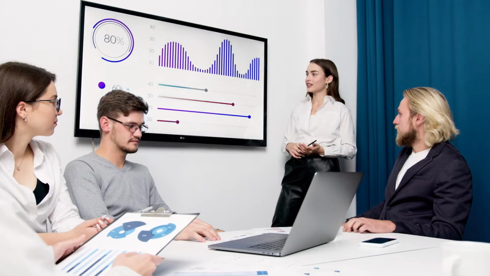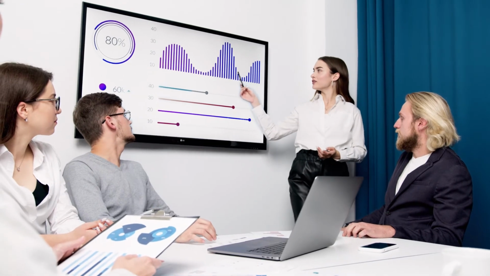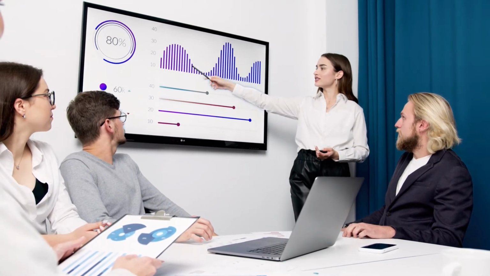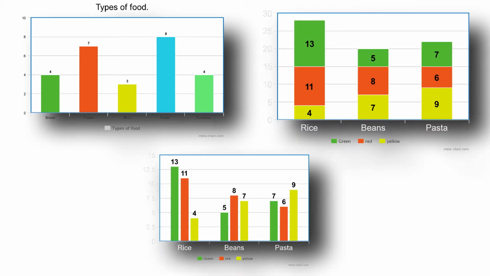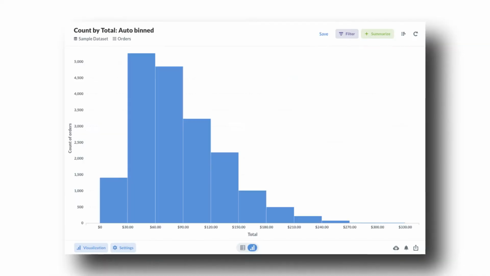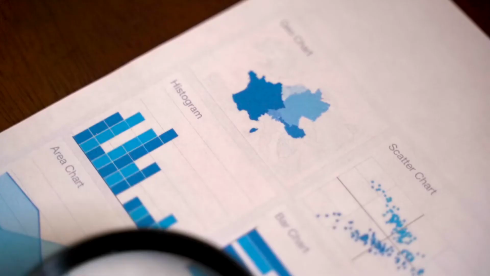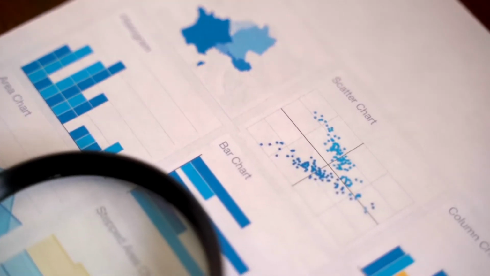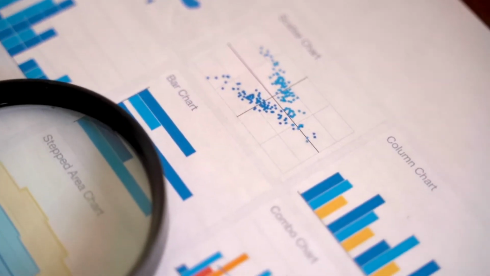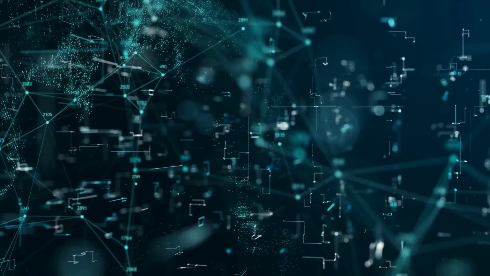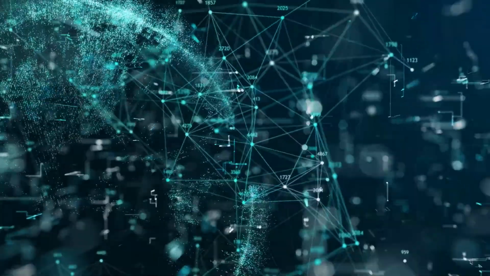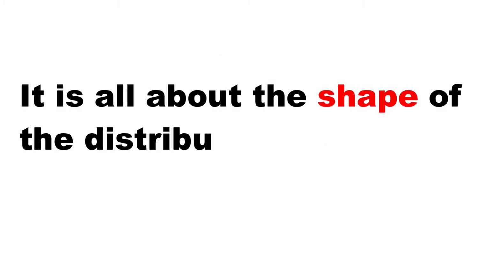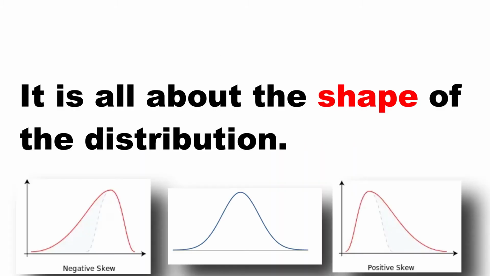In as much as numerical analysis is very important in statistics, alongside visual analysis such as bar charts, pie charts, histograms, and all other graphical tools, sometimes knowing the shape of a distribution can give you a whole lot of information about the dataset, and this is where the concept of skewness and kurtosis comes in. It is all about the shape of the distribution.